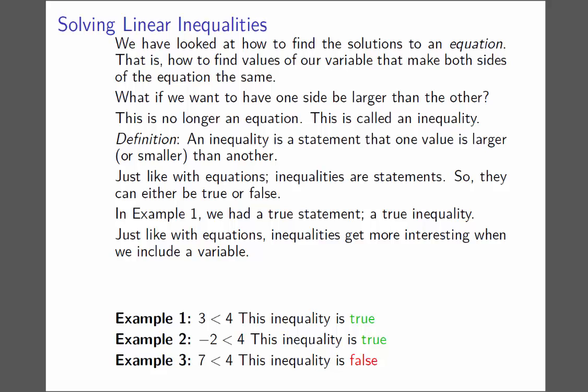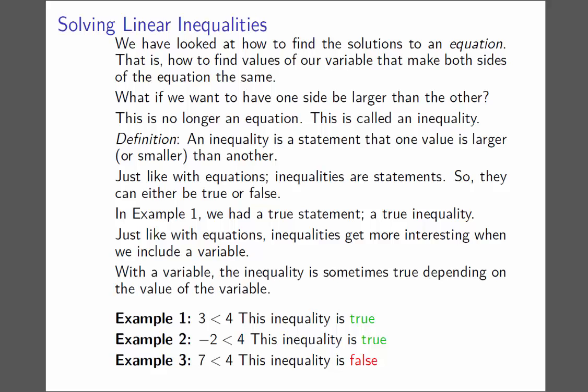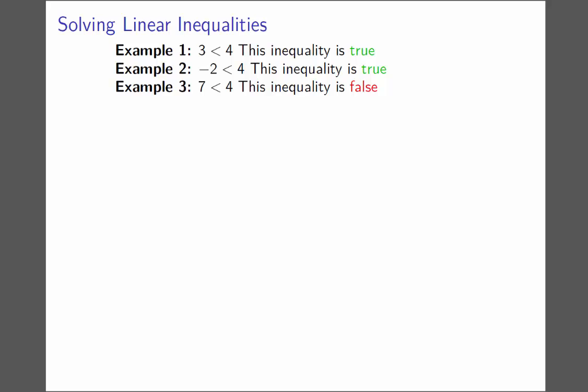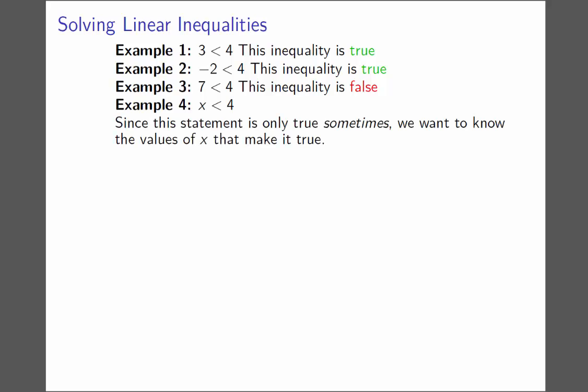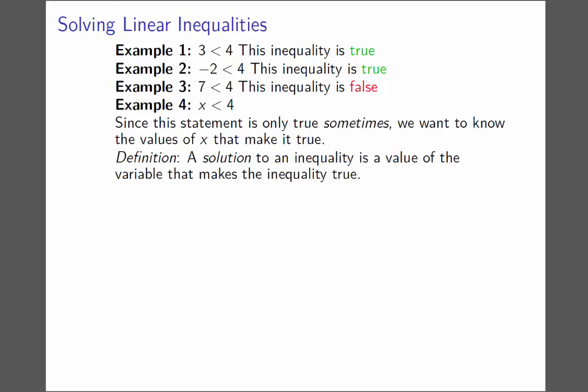Just like with equations, inequalities get more interesting when we include a variable. With a variable, the inequality is sometimes true and sometimes false, depending on the value of the variable. In our fourth example, let's look at an inequality that involves a variable. Like the example, x is less than 4. Since this statement is only sometimes true, we want to know what values of x make it true. We define a solution to an inequality as a value of the variable that makes the inequality true.